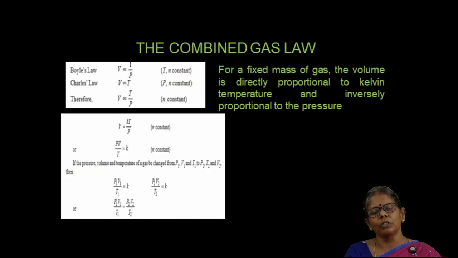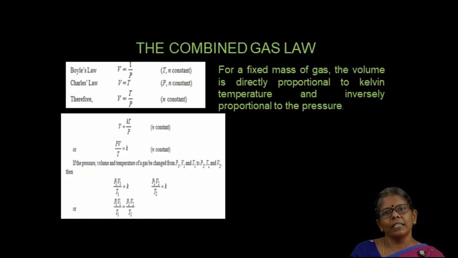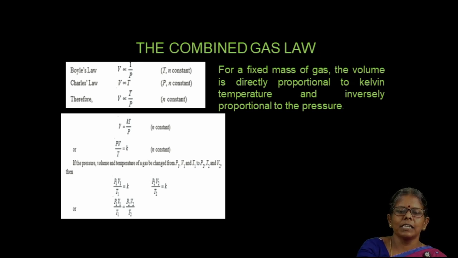Next, we see about the combined gas law. That is the combination of Boyle's law and Charles' law. Boyle's law is given as volume is inversely proportional to the pressure, whereas Charles' law says that when pressure is kept constant and the number of moles of the gas is kept constant, the volume is directly proportional to temperature. Now we have to combine these two gas laws, Boyle's law and Charles' law.